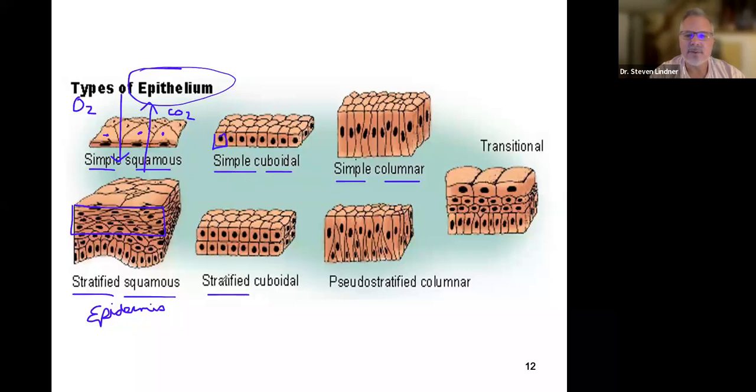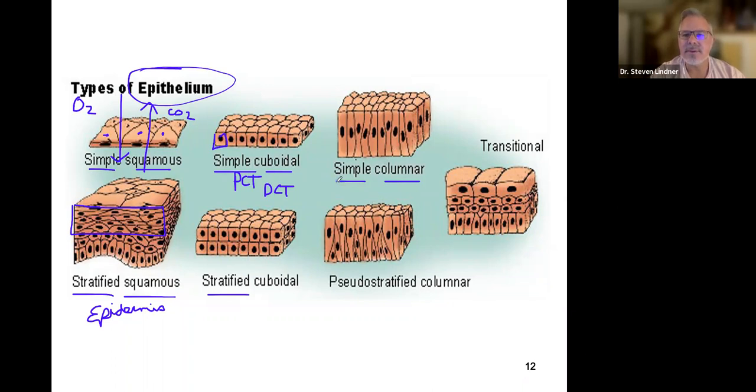And then we have many layers of that called stratified cuboidal. The simple cuboidal is found in the kidneys, especially at the proximal convoluted tubule and the distal convoluted tubule. Okay. The stratified cuboidal is found in other glands, like certain sweat glands will have stratified cuboidal.